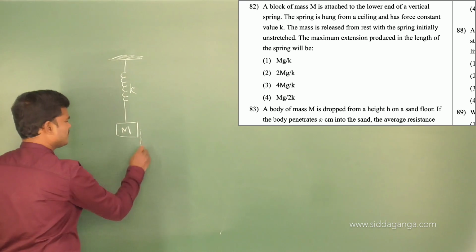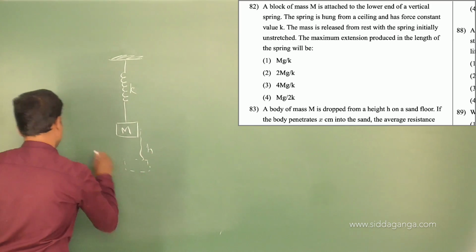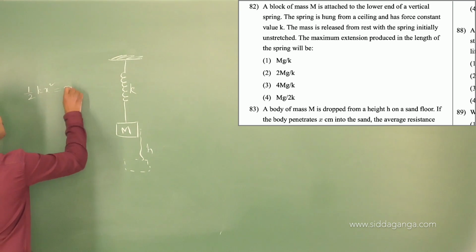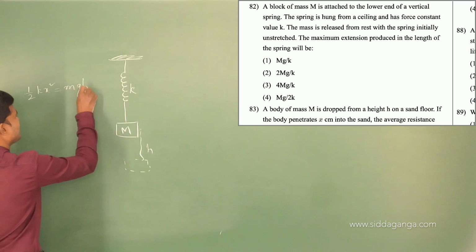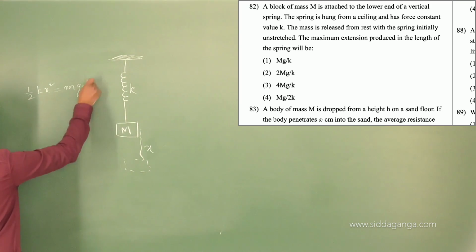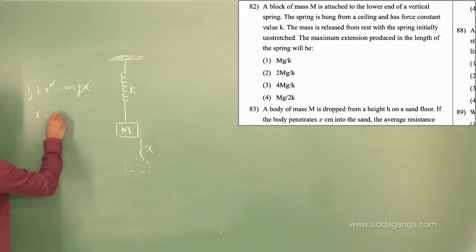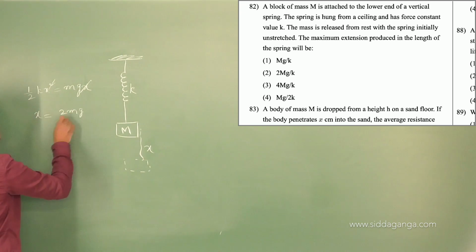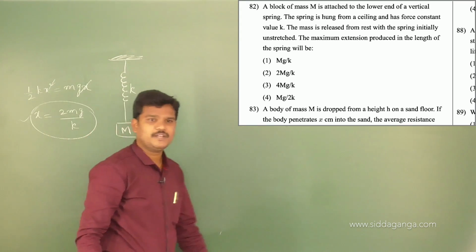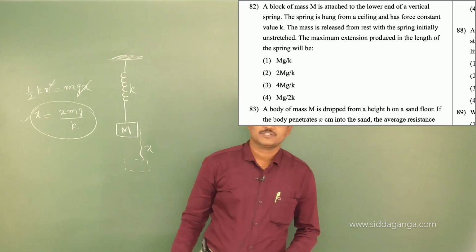If it moves by something h, then the energy stored in the spring is equivalent to mg h, which you can take as x. So x cancelled. Now what they are asking is the x value. What is x? 2mg by k. See, direct final answer, only one step. 2mg by k. Okay. Go for the next question.